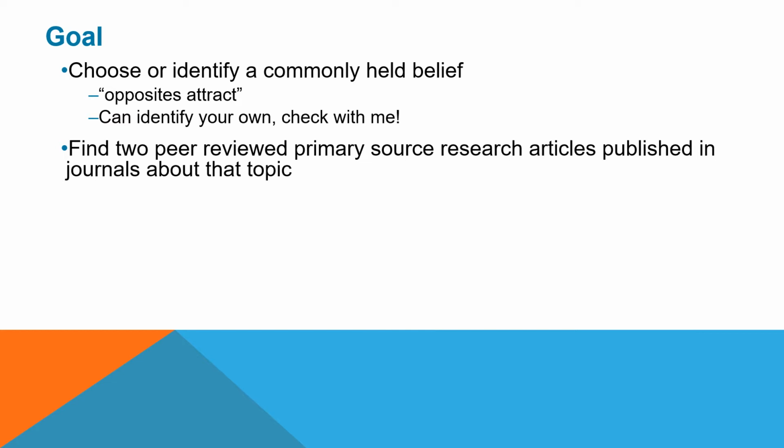I want you to find 2 peer-reviewed primary source research articles that have been published in journals about that topic. We're going to be spending some time learning about how to use databases and do searches in an additional video that walks you through how to look at that database and find articles. So keep your eyes open for that. This is where Google is not going to help you. You need to go to a database and you need to use specific search terms in order to find good articles and access them.